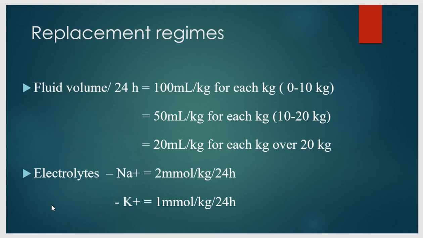The third regime, for electrolytes: sodium should be replaced at the rate of 2 millimoles per kg per 24 hours, and potassium should be replaced at 1 millimole per kg per 24 hours. Fine.